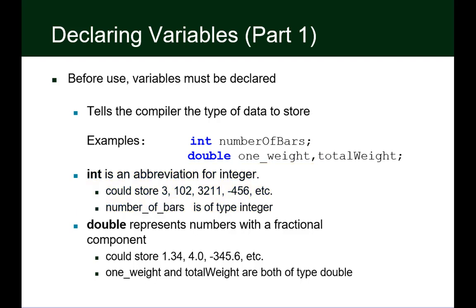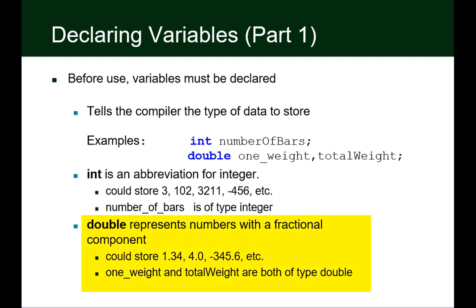On the following line, we declare two variables of type double. The first is named one_weight using the underscore style of coding. The second is named totalWeight. I recommend that you use the camel case style that you see here for numberOfBars and totalWeight, as it's less stressful on your fingers for typing, and it's become pretty standard in programming practice.